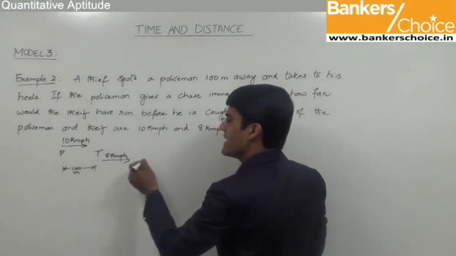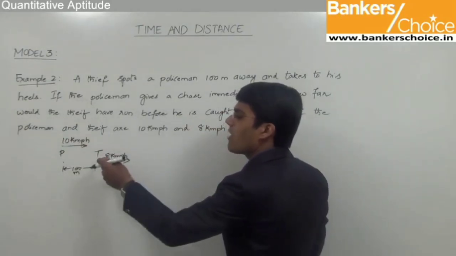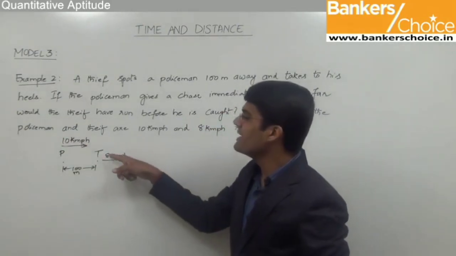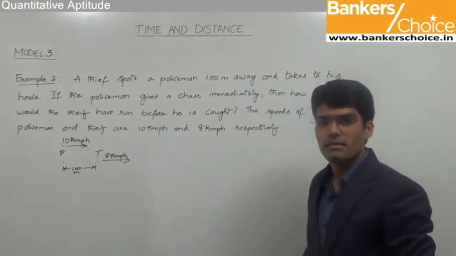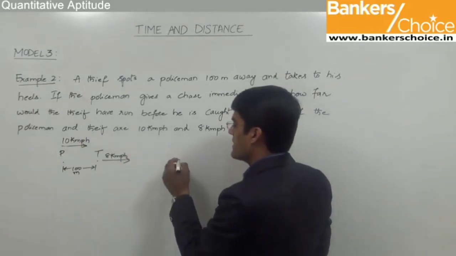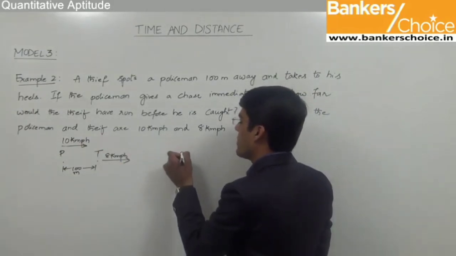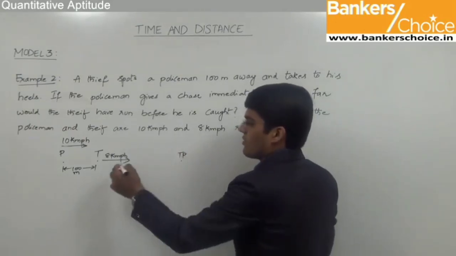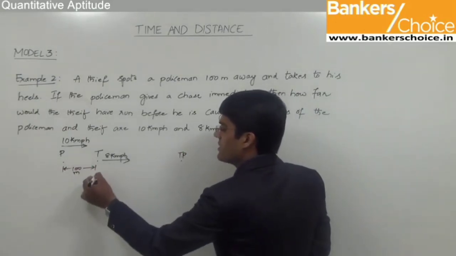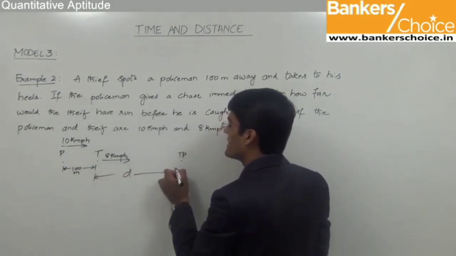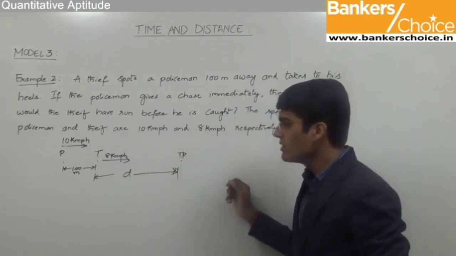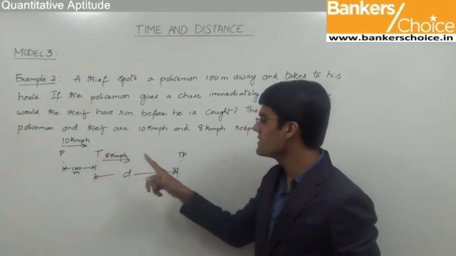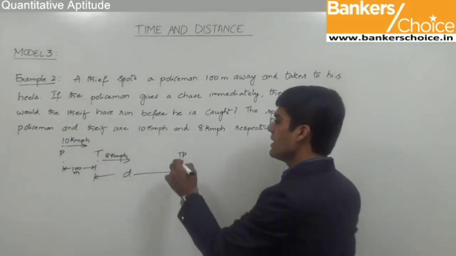So when they are running in the same direction, definitely the thief gets caught at some point because his speed is lesser than the speed of the policeman. So as they are running in the same direction, let us assume that they get caught at this point. So the policeman catches the thief at this point. So we need to find out the distance which the thief has covered before he gets caught by the policeman. So we need to find out the distance between the thief's initial position and the final position where he is caught by the policeman.